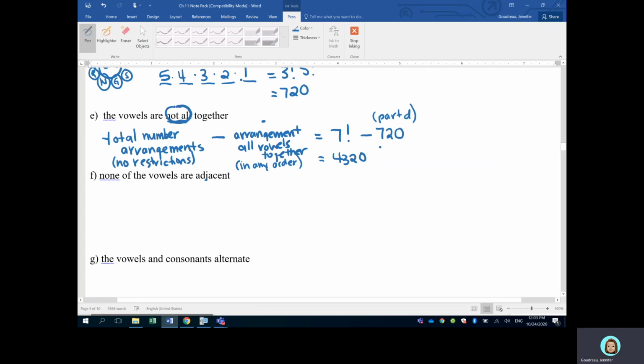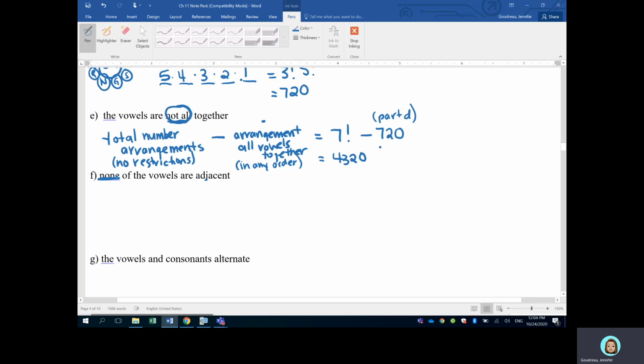F. Now F looks like it's almost asking the same thing as E, but it's not. So again, we need some interpretation there. It says none of the vowels are adjacent. Now what "none" means is I can't have 2 of them together. I can't have 3 of them together. We can't have any of the vowels beside each other. So adjacent is another word for together, as is beside. So beside, adjacent, and together all mean the same thing. However, "not all" and "none" do not mean the same thing. None of the vowels can be together.